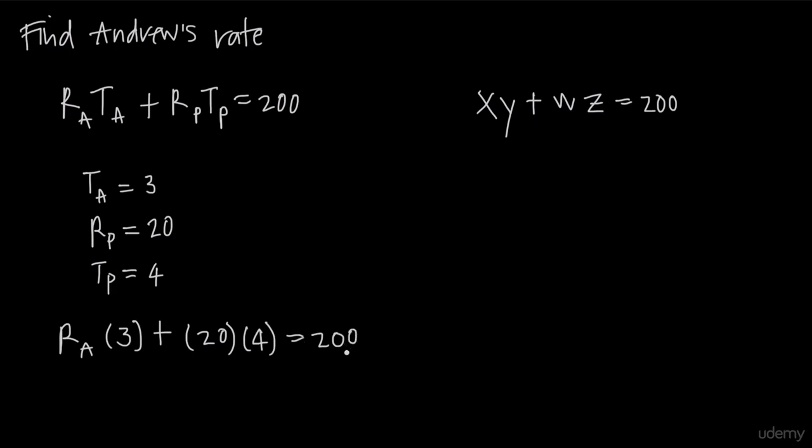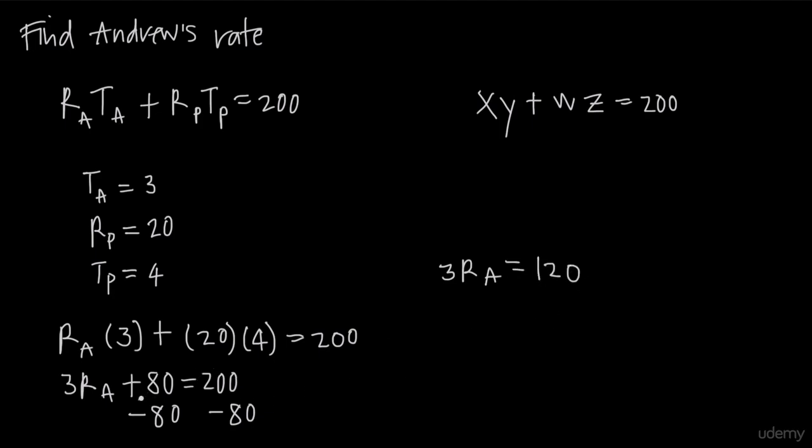And now we just go ahead and solve. So we say r sub a times 3, we can call it 3 r sub a. 20 times 4 is going to be 80, so we get plus 80 is equal to 200. We want to subtract 80 from both sides to remove the positive 80 over here on the left, and then we have to do it to both sides to keep the equation balanced. What we're going to be left with is 3 r sub a is equal to 200 minus 80 is 120, because of course we got positive 80 and negative 80 to cancel, so we were just left with 3 times r sub a on the left, and then 200 minus 80 is 120 on the right.